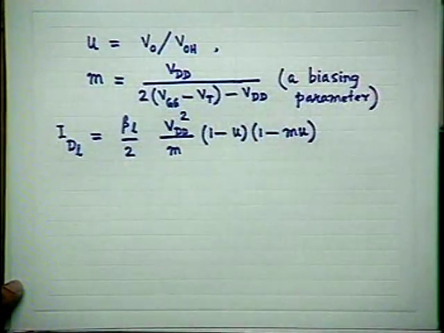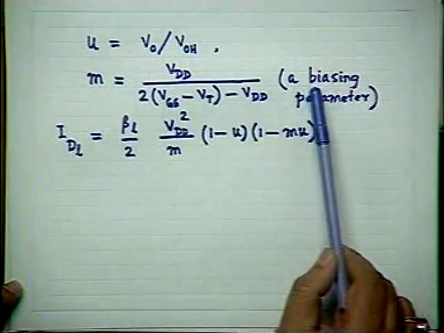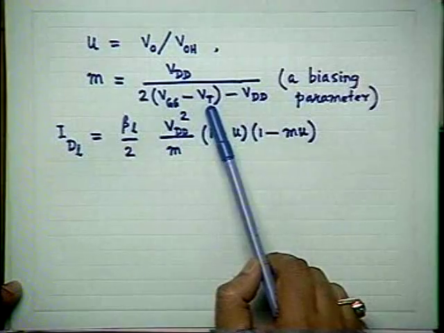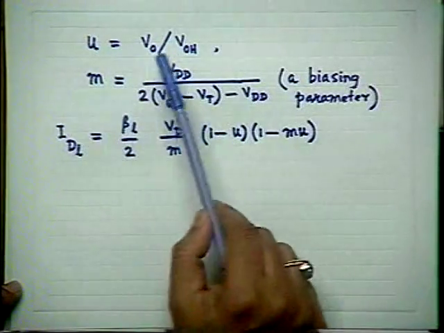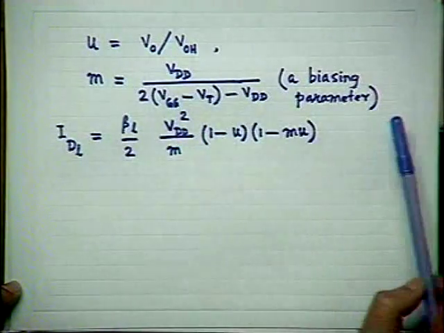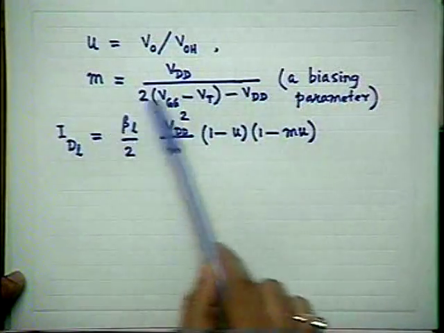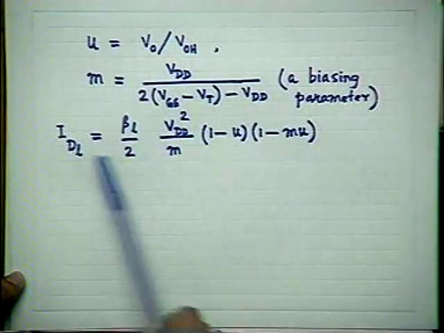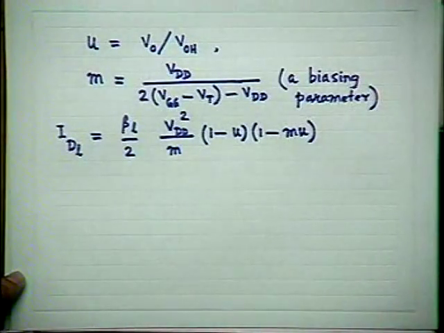Why have I called it a biasing parameter? Because it depends on the bias supply voltages, VDD and VGG. For a particular VT, this is a parameter which is a function of VDD and VGG. That is why I have called it a biasing parameter, whereas U is the normalized output voltage. So in terms of U and M, I get this simplified expression for IDL, the same IDL expression which I earlier wrote, rewritten in this format.